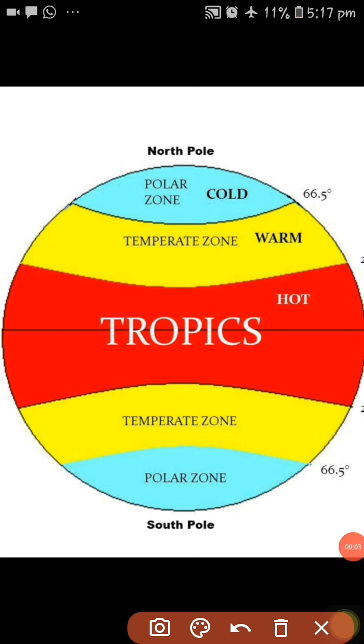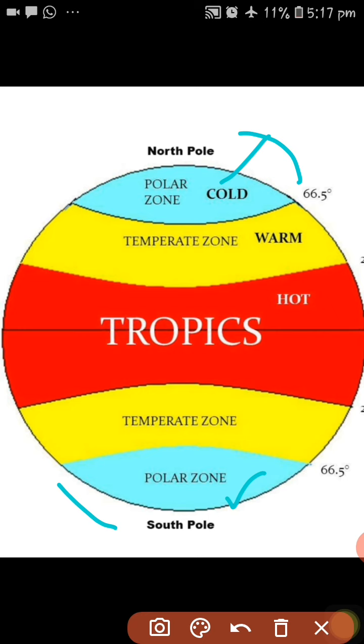And the next one, polar region. 66 and a half degree south is called the Antarctic Circle and 66 and a half degree north is called the Arctic Circle. That lies between 66 and a half degree south to 90 degree south, and 66 and a half degree north to 90 degree north pole. This zone is named the polar zone or frigid zone.